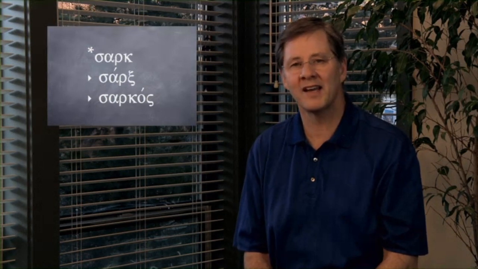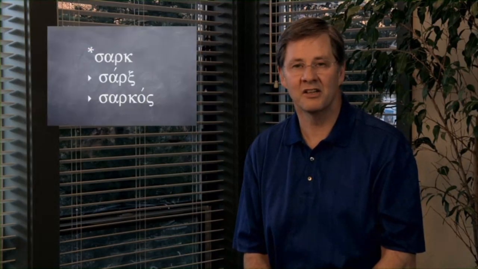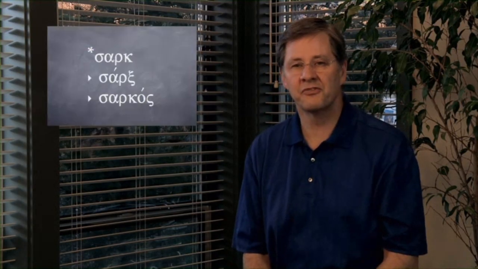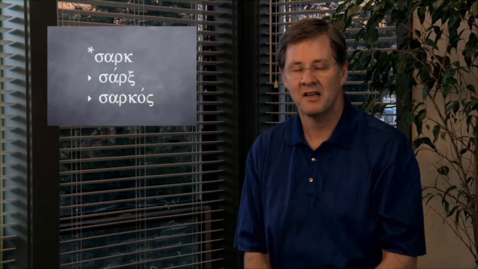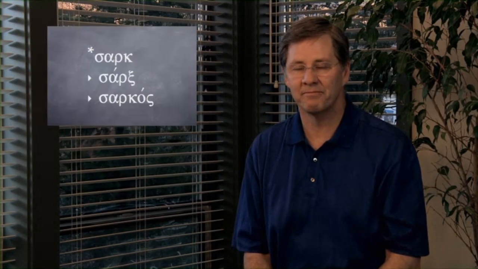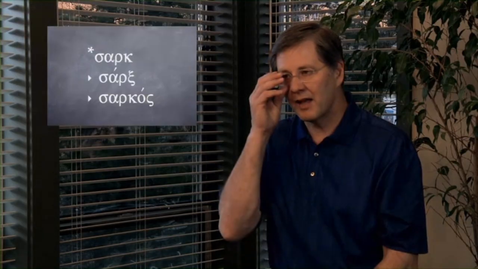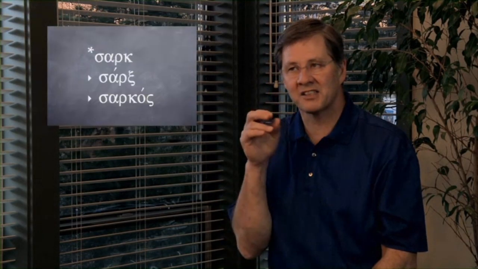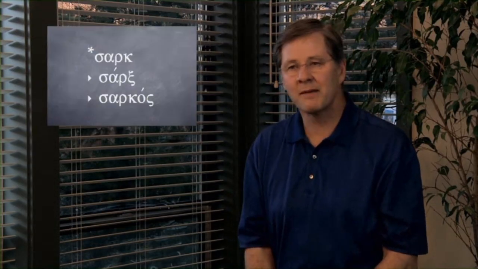Well, how do we write the x sound? We write it as a xi, don't we? You see, the lexical form of this word is sarks, sigma, alpha, rho, xi. And if you think that sarks is the basic form, you're not going to be able to get the rest of the paradigm. But if you know that the stem is actually sark, sigma, alpha, rho, kappa, then the rest of the paradigm is going to be easy.